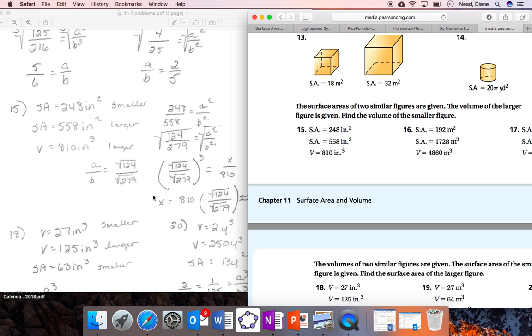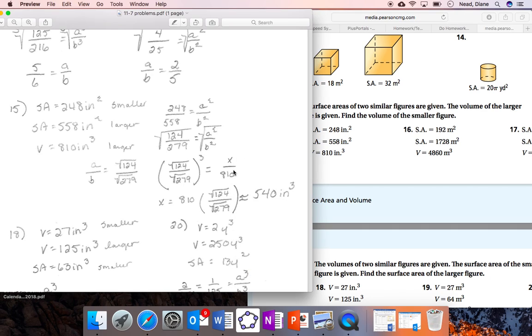And now I use the fact that the scale factor cubed is equal to the ratio of the volumes. I know the larger volume is 810. I'm looking for the smaller volume. I set up my proportion. I multiply by 810 on both sides, and I found the volume of my smaller container.